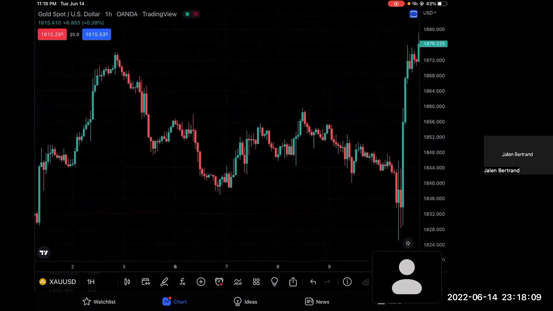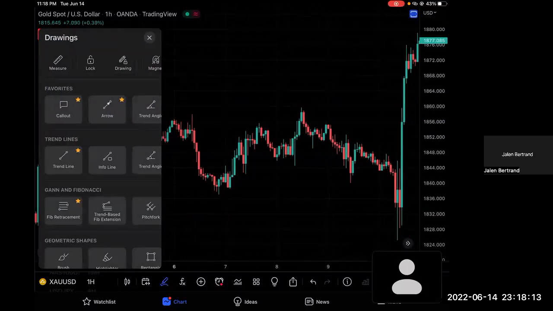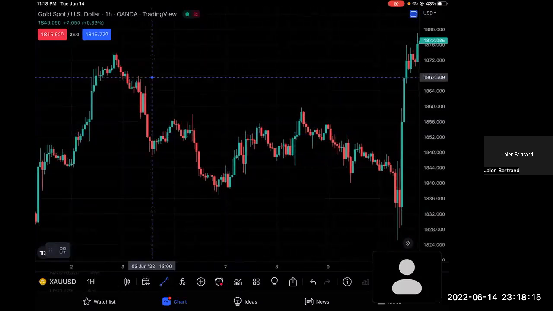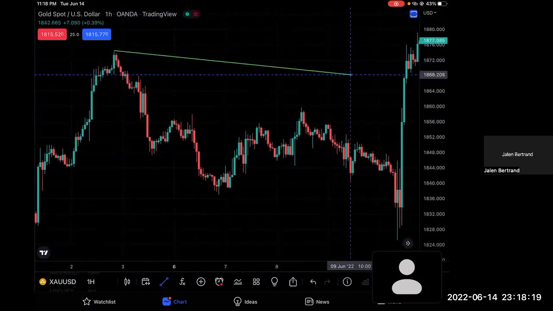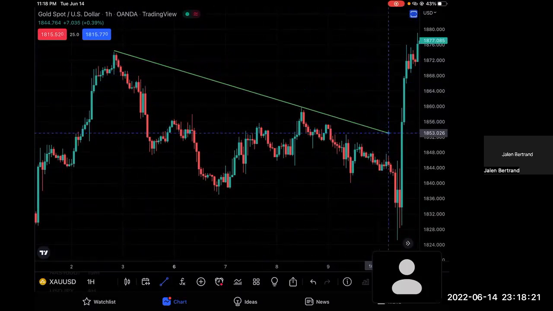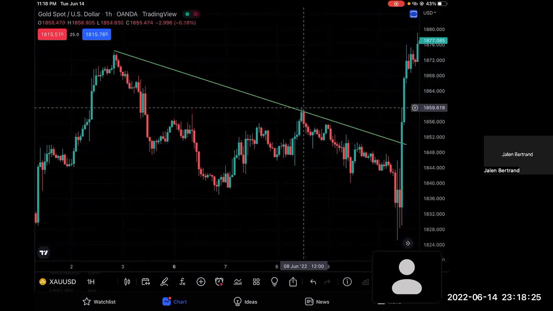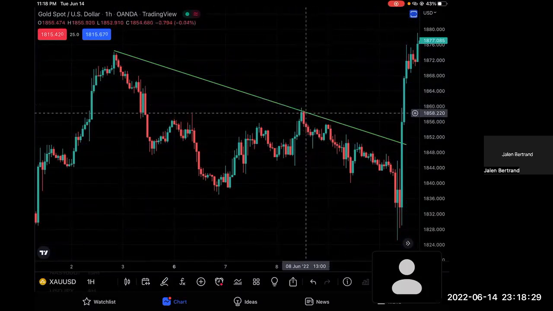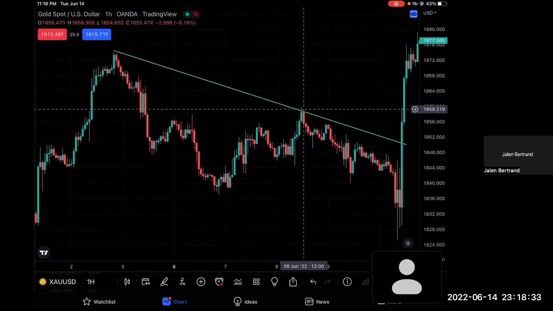So for gold, how I personally would draw this is I'm gonna come from this top, draw a line down and connect this spot right here. Now this is pretty much about breakouts. The reason I'm drawing right here is because this was the first spot, and for a trend line you need multiple touches.